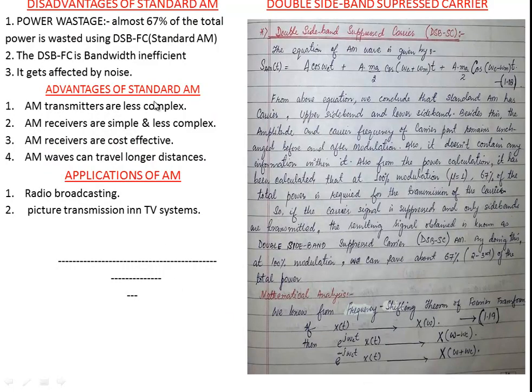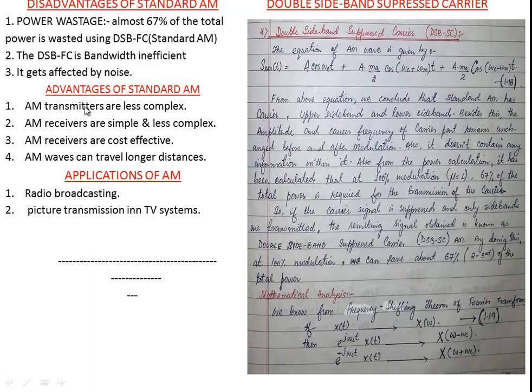Disadvantages of standard AM. The first disadvantage is power wastage. Almost 67% of the total power is wasted using double sideband full carrier, that is standard AM. The second drawback is that it is bandwidth inefficient and gets affected by noise.